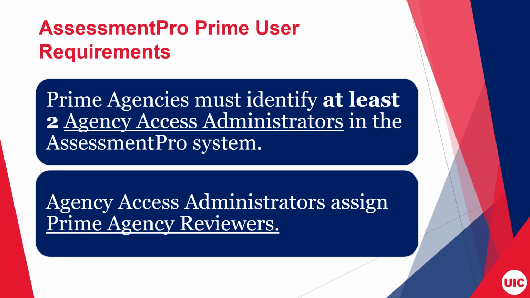In order to claim and complete referrals, prime agencies must register for access to Assessment Pro. Each prime agency must identify at least 2 Agency Access Administrators in the Assessment Pro system. The Agency Access Administrator can run reports, claim and complete referrals, access class member individual records, update demographic information, and is responsible for registering and terminating all prime agency reviewers. Prime agency reviewers can claim and complete CCMTP referrals, access individual records, and update demographic information.